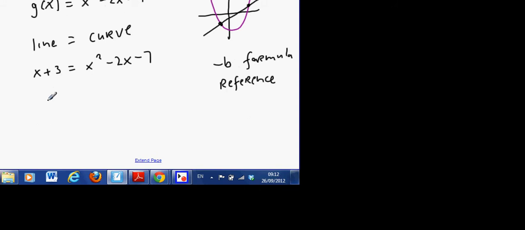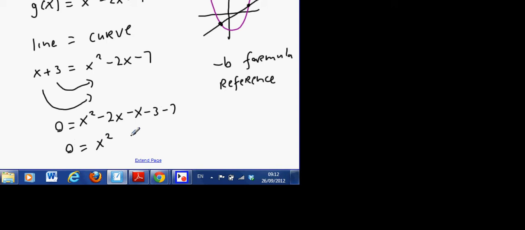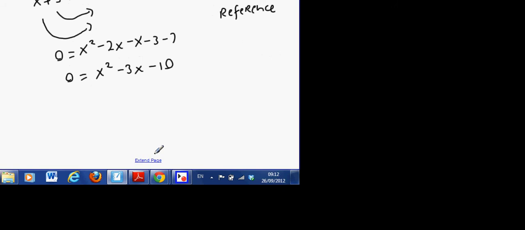Bring everything over to one side. So 0 is going to be equal to x squared minus 2x minus x minus 3 minus 7. Then what we're going to get is x squared minus 3x minus 10. I'll always say switch or spin. Switch or spin basically means just flip it around. So then we say x squared minus 3x minus 10 equals 0. Having a quick look at it, I think the reference number will work for this.